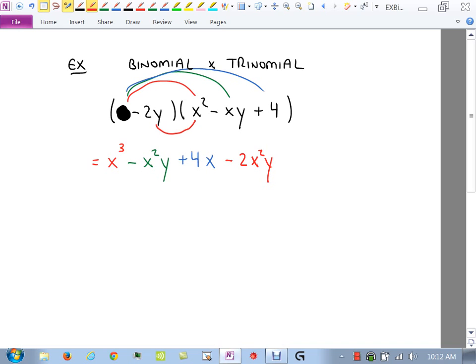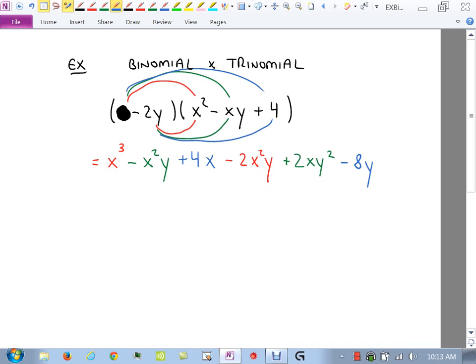Next, positive 2xy squared. And then what will the last multiplication down here give us? Negative 8y. How many terms do we have right now total? 1, 2, 3, 4, 5, 6. A binomial has how many terms? 2. And a trinomial has 3. When we multiplied them together, we got 6. 2 times 3 is 6. That's always the case, all right?